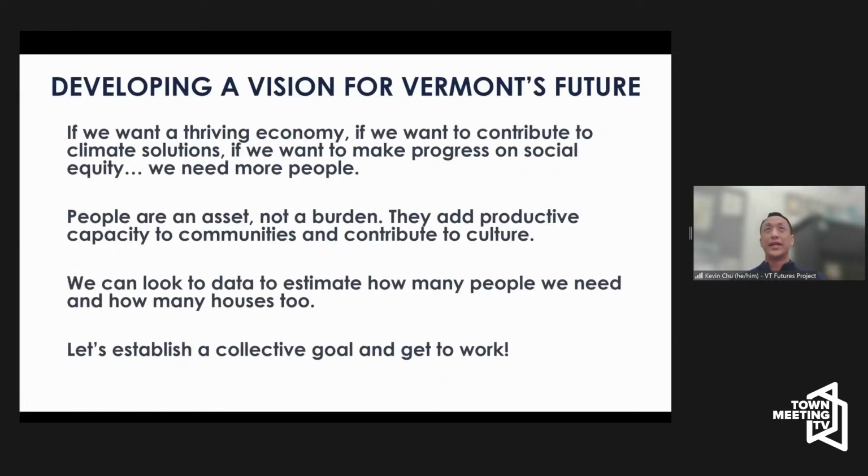Now, when developing an economic action plan and that vision for Vermont's future, these are just a few things I keep in mind on a regular basis. I don't think it should be a hot take, but sometimes it feels like it is. I see people as an asset and not a burden. They add productive capacity to our communities, contribute to the vitality of our communities, and bring culture with them. And we can look at data to estimate how many people we might need and then plan accordingly in terms of housing too. And I feel if we can establish a collective goal, or even a ballpark range that's directionally correct, it'll really help with the solution-seeking conversation as well.